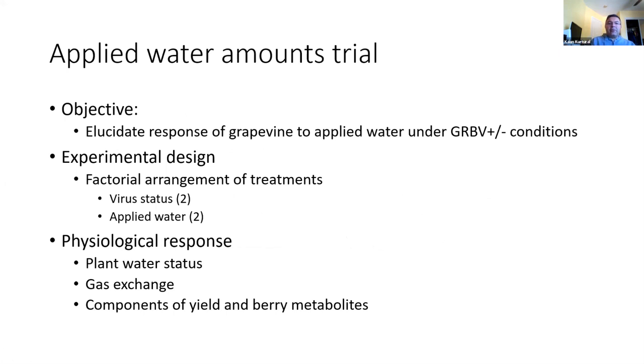In the applied water trial, we wanted to elucidate the response of a grapevine to applied water under red blotch positive and negative conditions. Again, we had a factorial arrangement of treatments. We had red blotch positive and red blotch negative vines, and we applied water at 50% of crop evapotranspiration demand versus 25% of crop evapotranspiration demand. Again, we documented plant water status, gas exchange, comparison of yield components, and primary berry metabolites.